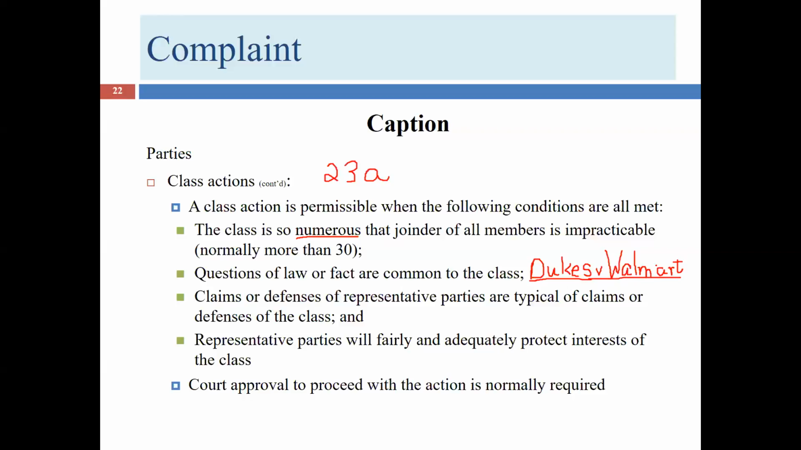And she wanted to, in her class, permit, I think maybe even all of the women who had worked for Walmart in the United States, but I could be wrong about that. It may not have been that big. But anyway, a lot of folks. She wanted to include women who were denied promotions, who were fired, who were disciplined, who were... I can't remember other things, but those are some general categories.